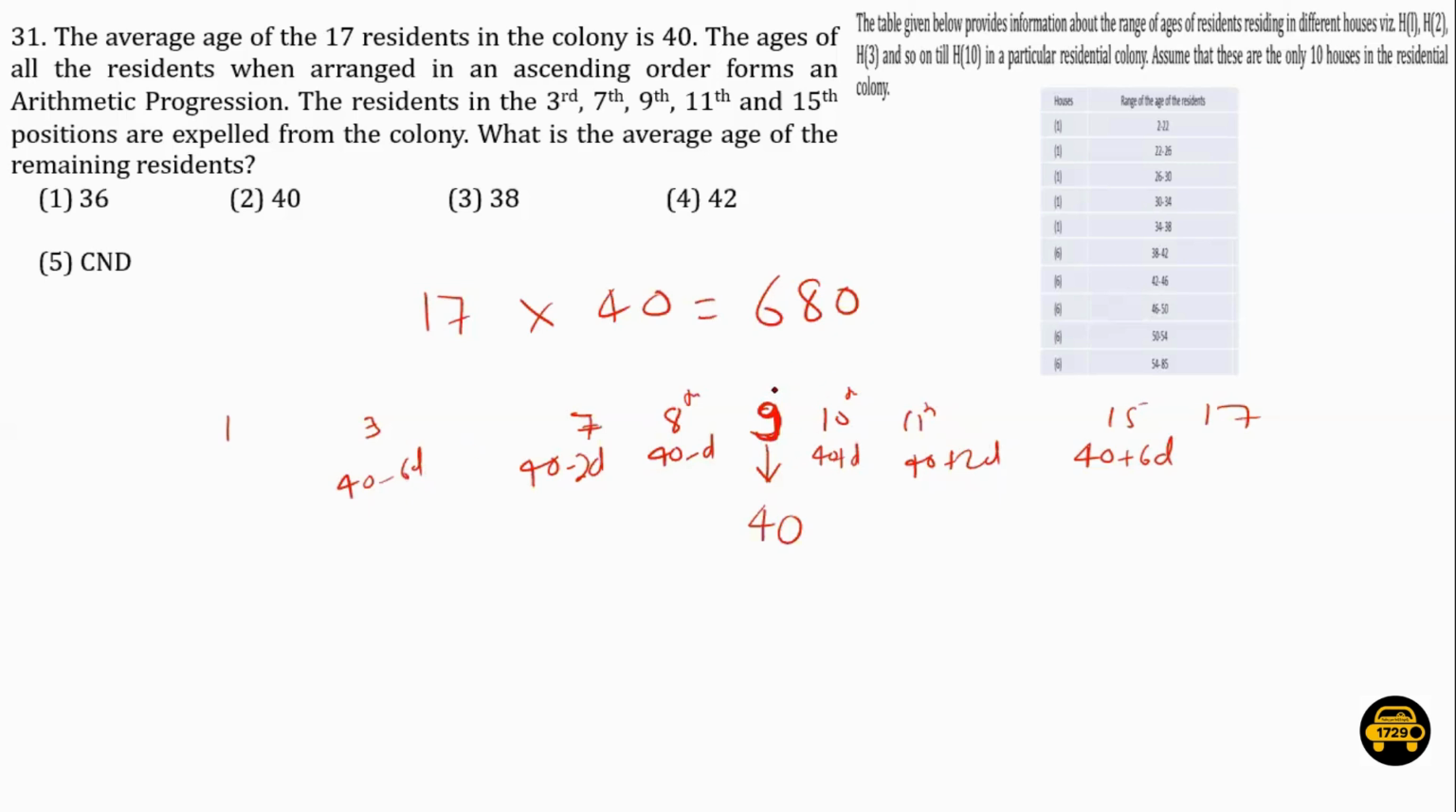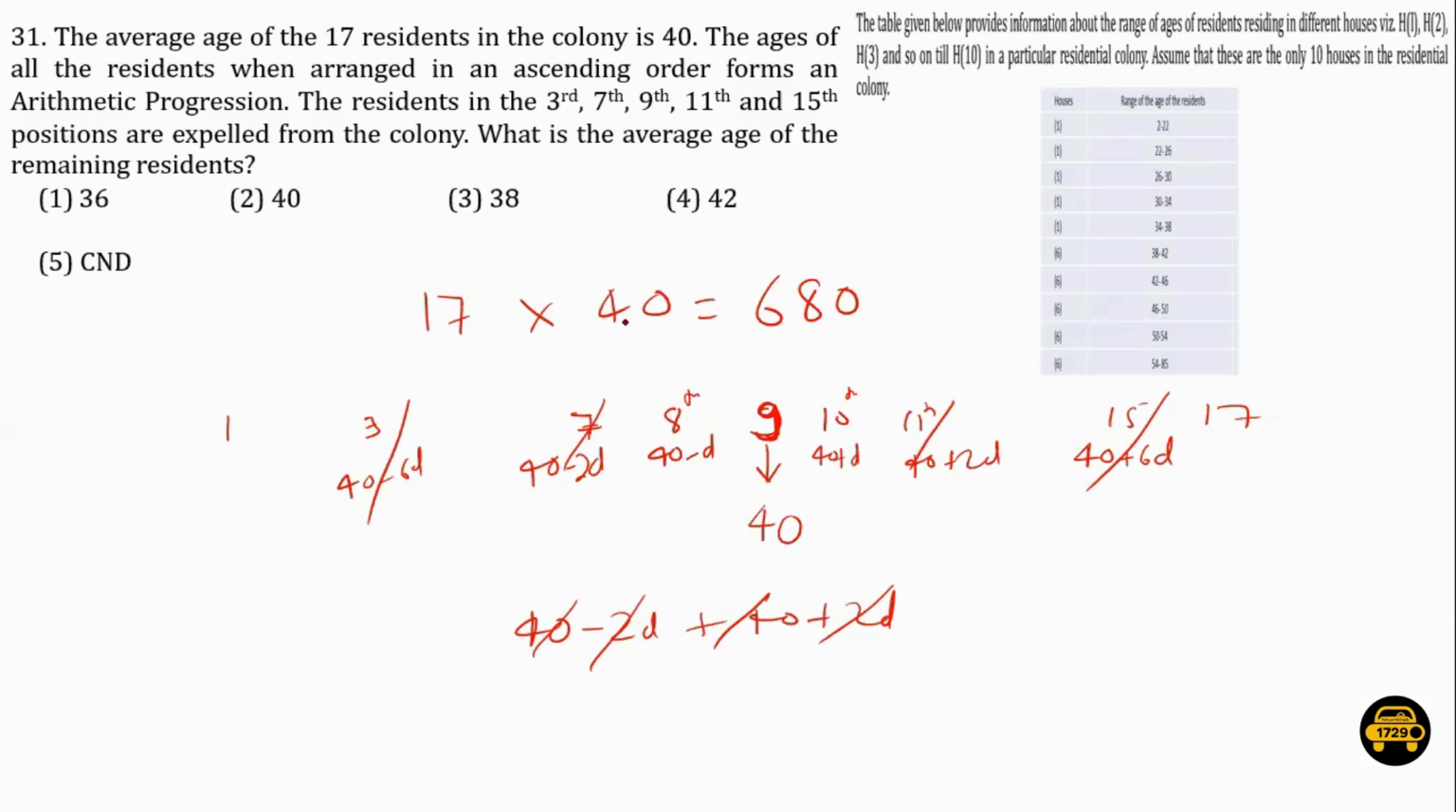Now, what's happening actually? If you remove the 9th person out of the 17 people, since the age of the 9th person is equal to the average, there will be no impact on the average age of the group. Now, if you remove the 7th and 11th together, what we are subtracting will be 40 minus 2D plus 40 plus 2D. Minus 2D and plus 2D cancel out, and we are removing 80 from 2 people. That means removing 40 from each of them. So if the 7th and 11th are removed together, again there will be no impact on the average. Similarly, if the 3rd and 15th are removed together, there will be no impact on the average.